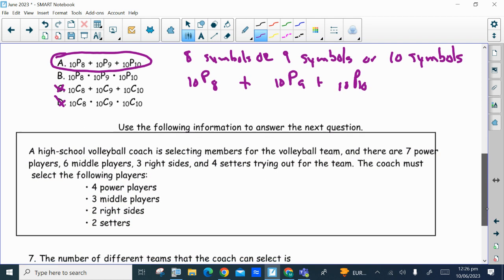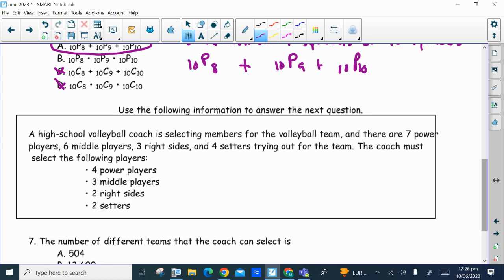A high school volleyball coach is selecting members for the volleyball team. There are 7 power players, 6 middle, 3 right side, 4 setters trying out for the team and must select the following players. How many ways can the coach select? So in this case, order doesn't matter. Doesn't matter what order you're selected to play a position. If you're selected for that position, you're in that position. Order doesn't matter.